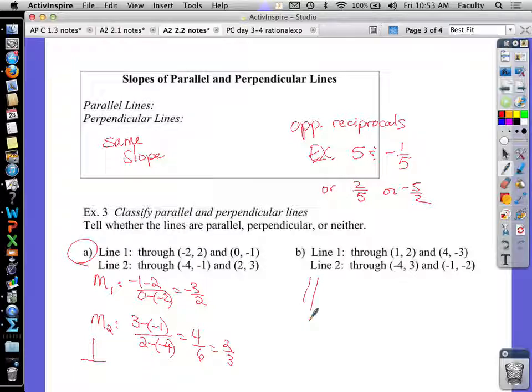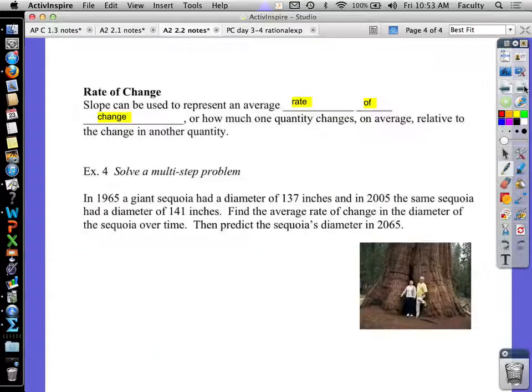All right, last concept. I need to get in here. You guys got it? Awesome. All right, slope can be used to represent average rate of change, or how much one quantity changes on average relative to the change in another quantity.